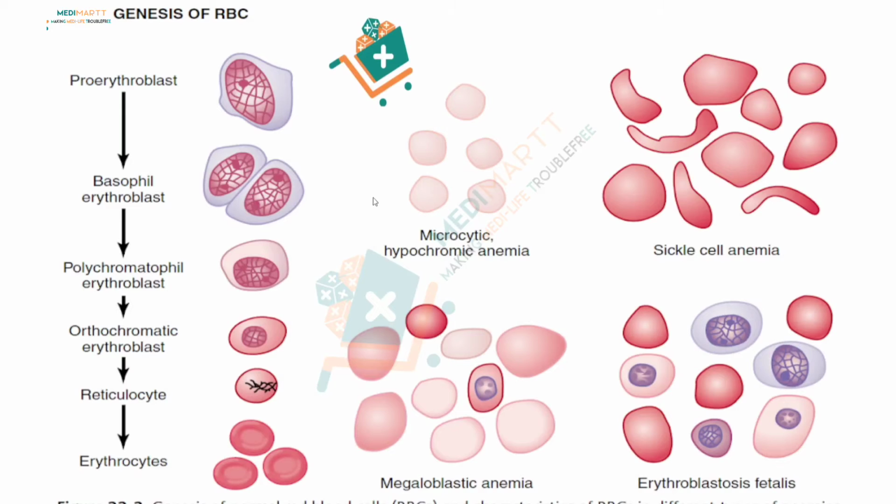Okay, let's watch this figure. It is the figure of Guyton, the genesis of the red blood cell. The first stage is the pro-erythroblast, the second is the basophilic erythroblast, the third is the polychromatophil erythroblast, the fourth is the orthochromatic erythroblast, the fifth is the reticulocyte, and the last is the mature RBC, which is also called the erythrocyte. You can see it in the figure.